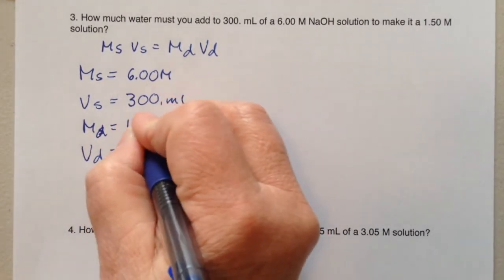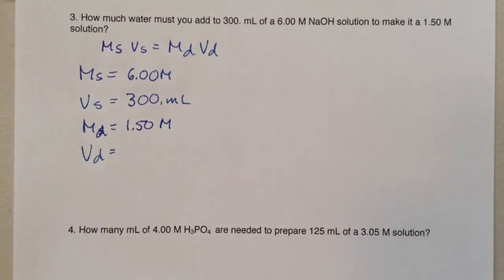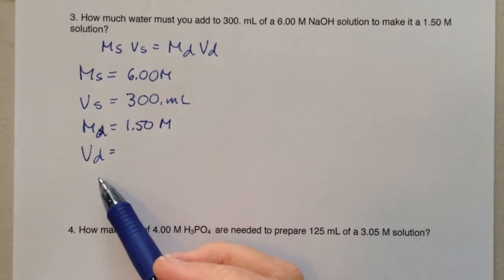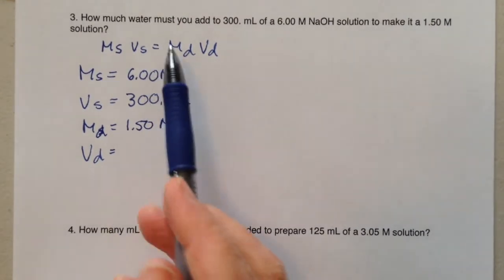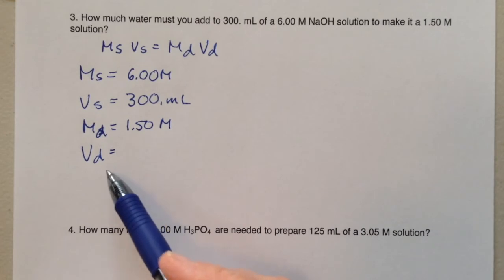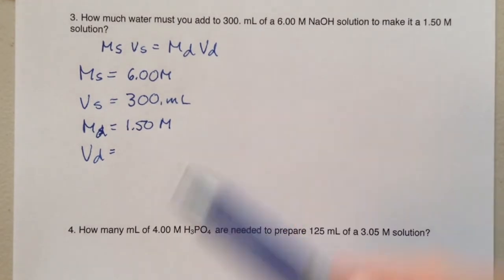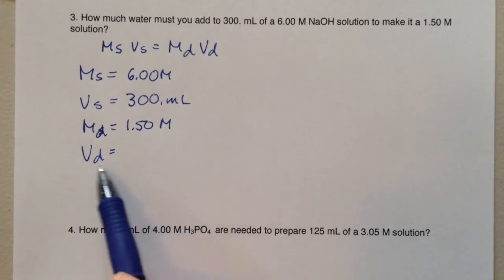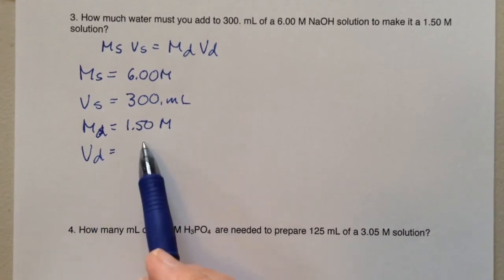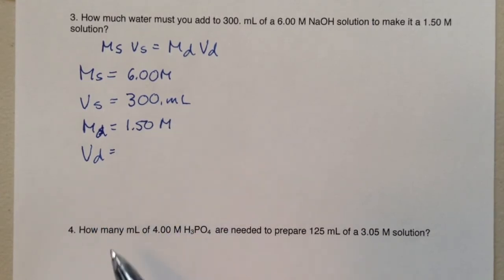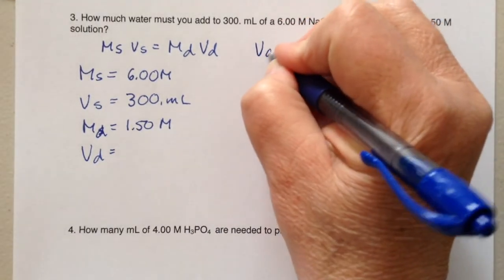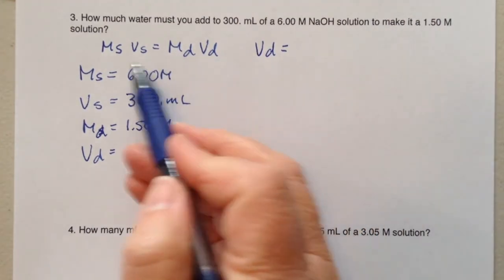So 1.50 molar. Now, to figure out what the volume is of the water that has to be added, let's find the volume of the final solution first. And then we can subtract off the volume of the original that was put in there. So to figure out how much water you need to put in, let's figure out the total volume and subtract off the volume of the stock solution.